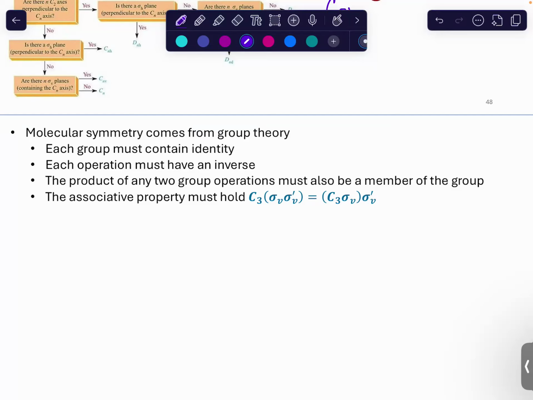Okay, so I'll make sure to have more for you as we go on. Okay, so point groups come from what's called group theory. Okay, so there are 4 main rules to group theory.